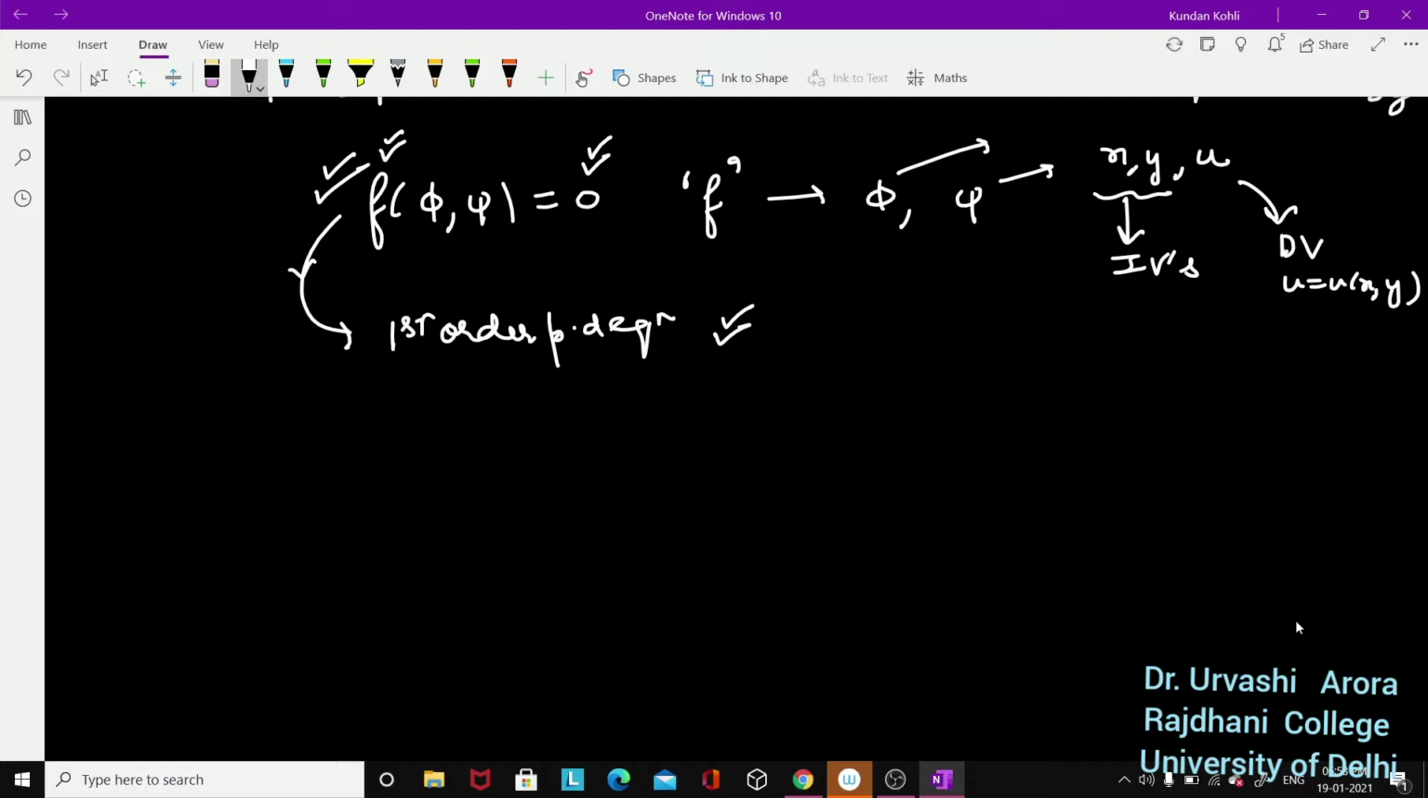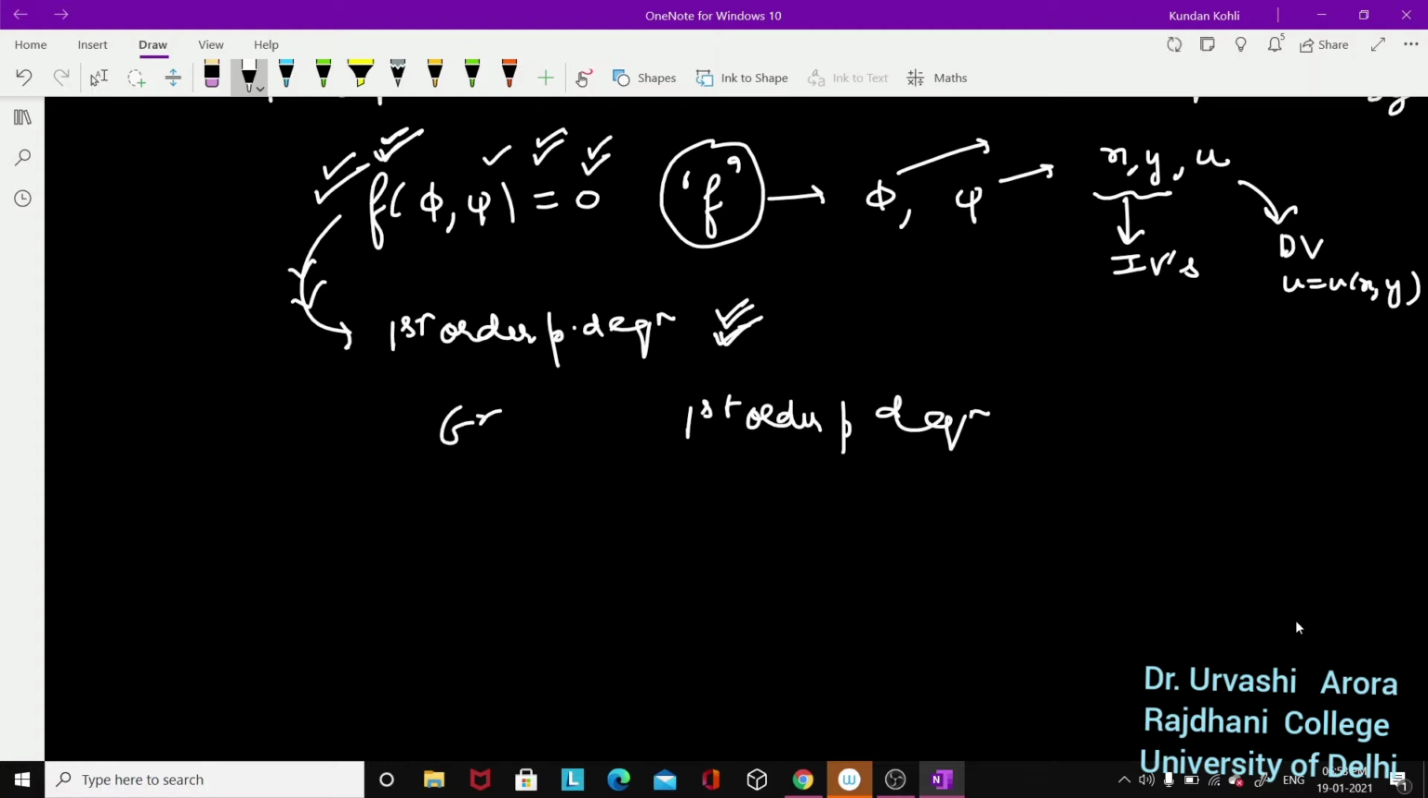Now, if somehow by some method we are able to find the first order partial differential equation corresponding to this relation, then this relation will be a solution or an integral of the first order partial differential equation that we have found. And because this relation involves an arbitrary function f, this relation will be a general solution or a general integral of the first order partial differential equation. So the question is how to find the first order partial differential equation corresponding to the given general integral or the general solution.